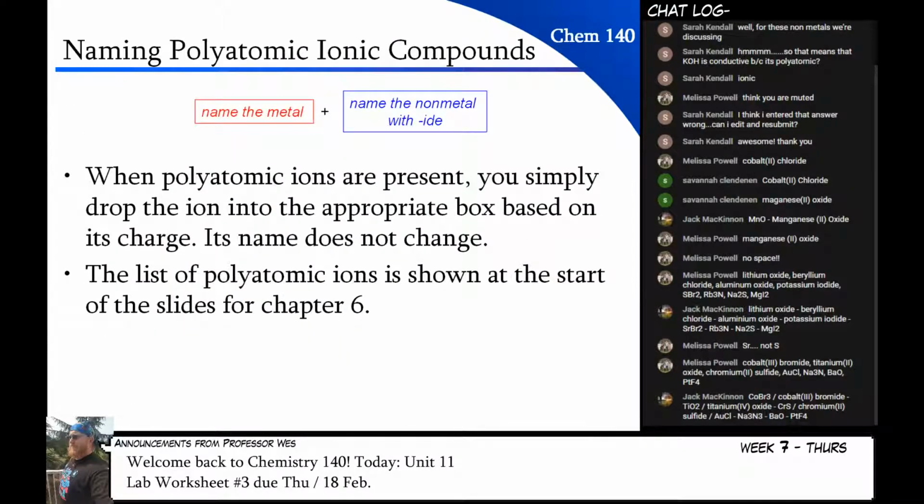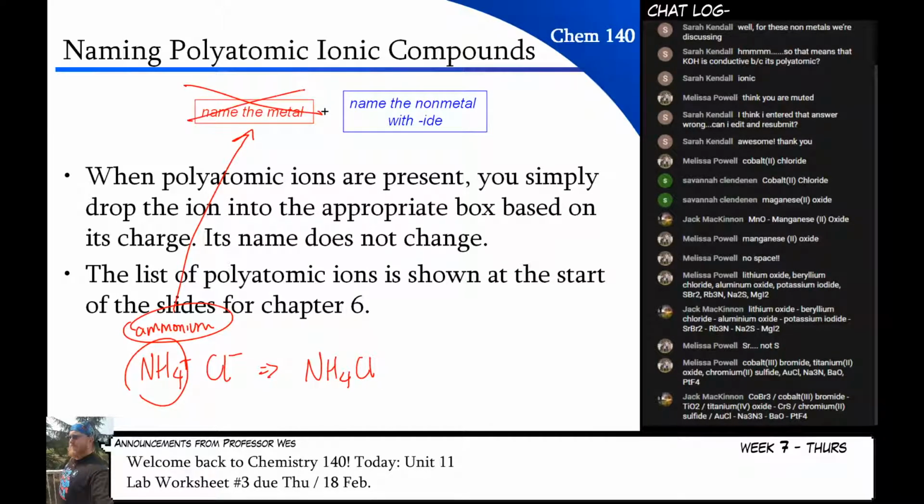Now, I'm putting the boxes for the scheme back on the screen here. Whenever you see a polyatomic ion that's present, for example, if I had this polyatomic ion in this compound here, how would you name it? Well, this is a polyatomic ion, ammonium. What you would do is take its name and just replace whatever is supposed to go here with that.